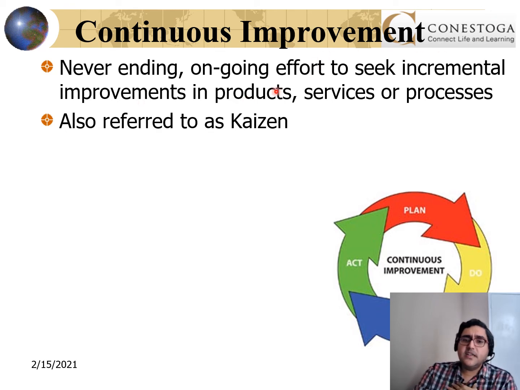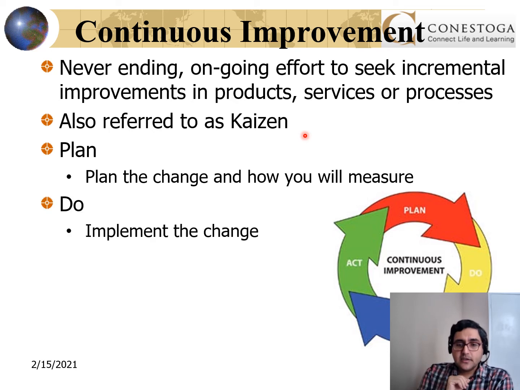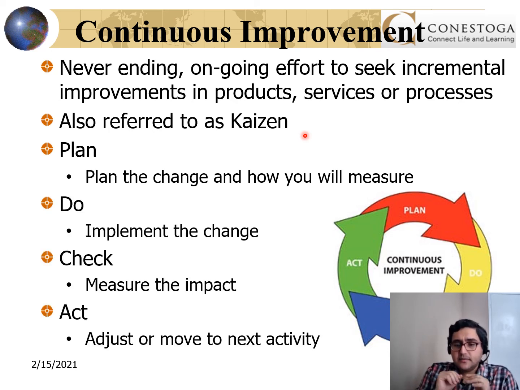What it means is we are never getting satisfied. It's a never-ending effort to seek incremental improvements in your product, services or processes. It's sometimes referred to as Kaizen. There are 4 steps involved in it, which is called PDCA, or plan, do, check, and act. You can understand it based on the example which I said.